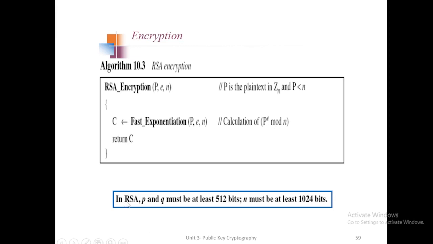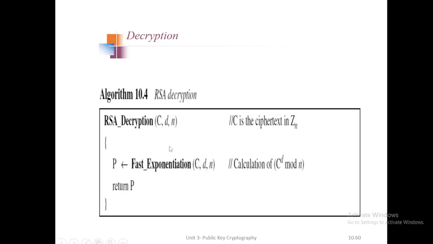If you want to implement RSA algorithm, the minimum number of bits for P and Q should be 512 bits and the maximum you can use is 1024 bits. That means if you take a large prime number and write its binary format, the binary number should be minimum 512 bits and maximum 1024 bits are possible. So this is the basic criteria for RSA algorithm. And in decryption also the same exponentiation is applied. That means C power D mod n. Here C is the ciphertext value.